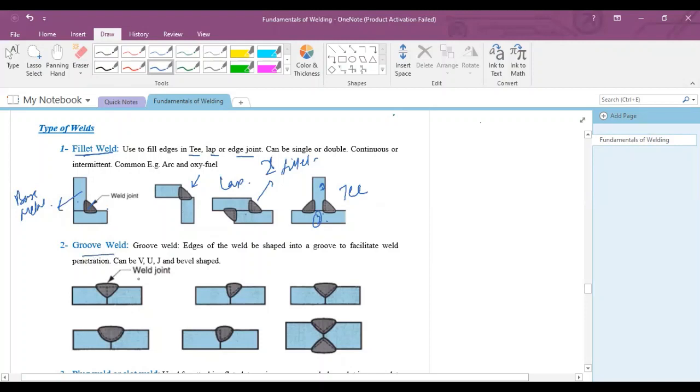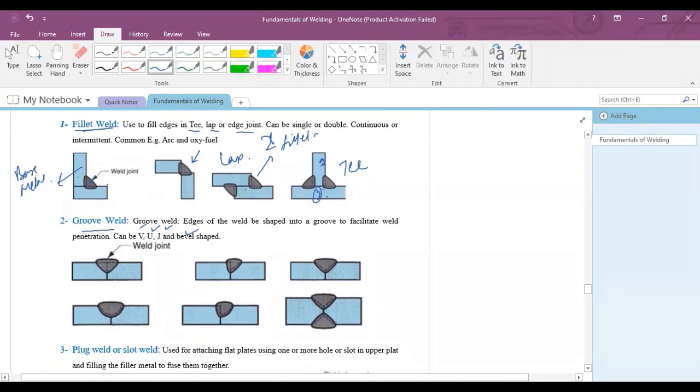Number two is the groove. Groove weld has three types: V, U, and J, and bevel shape. If you see these two parts, part one and part two, and you want to join them from the middle, groove joints are usually used to weld edge joints and butt joints. You can form a butt joint with the help of groove weld.